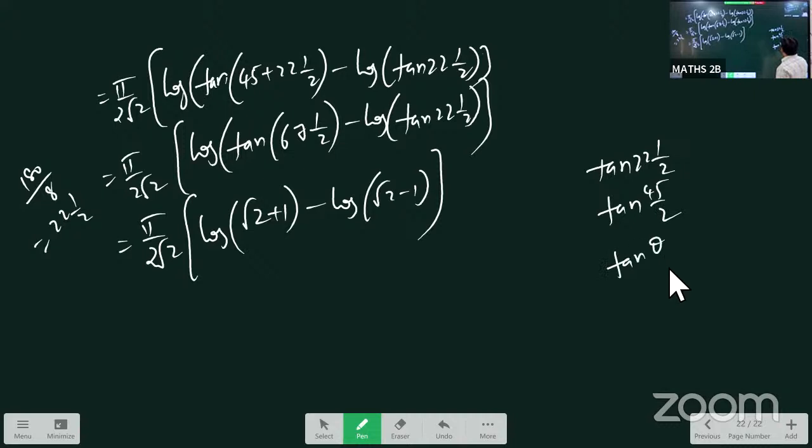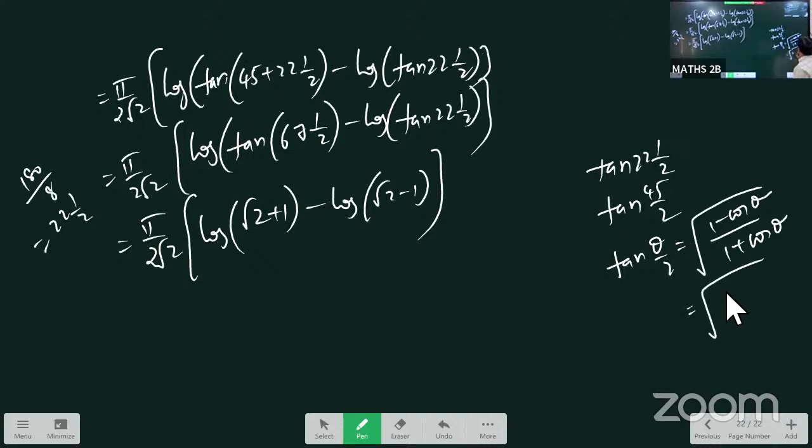Now tan theta by 2, which is in first quadrant, is under root of 1 minus cos theta by 1 plus cos theta. That is under root of 1 minus cos 45, theta is 45. Cos 45 is 1 by root 2, by 1 plus 1 by root 2. That is under root of root 2 minus 1 by root 2 plus 1. If you do rationalization inside the root part, what you will get is root 2 minus 1 by root 2 plus 1, and so on. Is it clear? So this is what tan theta by 2 is.